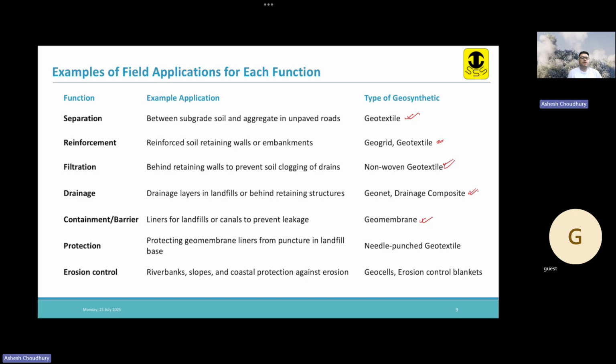Then we have protection, protecting geomembrane liners from puncture in the landfill base, which I said already. So what do we use? Needle-punched geotextile. Then we have erosion control: river banks, slopes, and coastal protection. Again, for that we use geotextile or erosion control blanket.